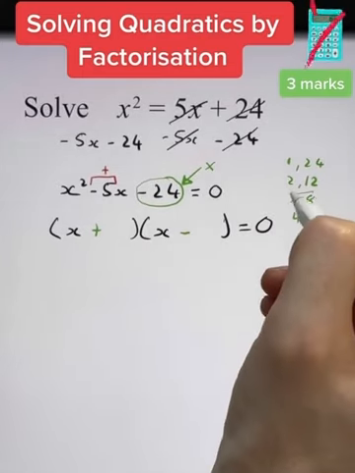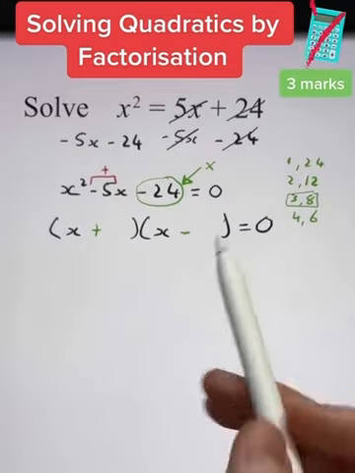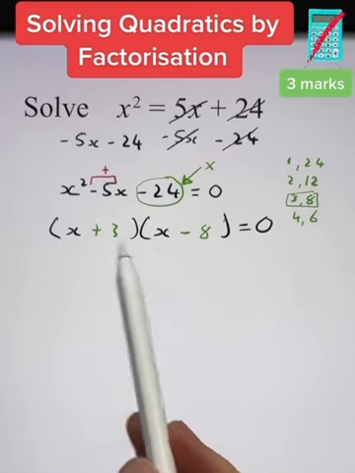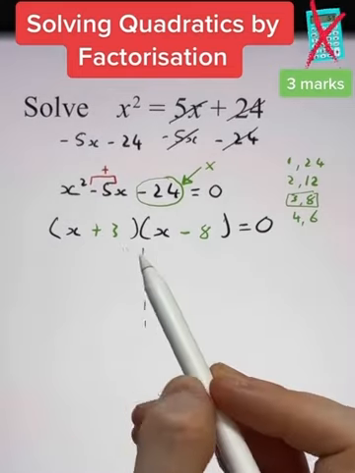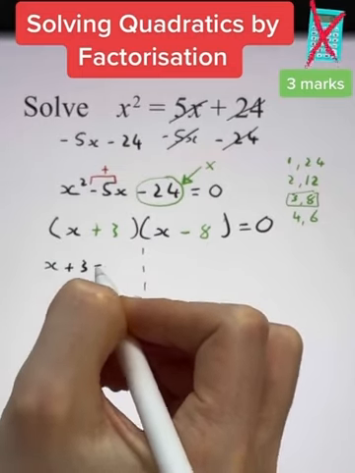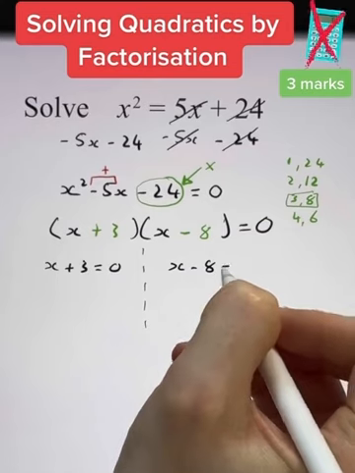In this case, it's 3 and 8. Looking at our signs, in order to get negative 5, we must have plus 3 and negative 8. As we're solving, we now put each bracket equal to 0. Putting the first bracket equal to 0, here we'd have x plus 3 equals 0. Putting my second single bracket equal to 0, here I'm going to have x minus 8 equals 0.